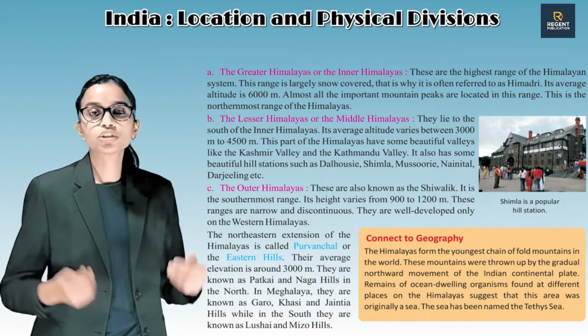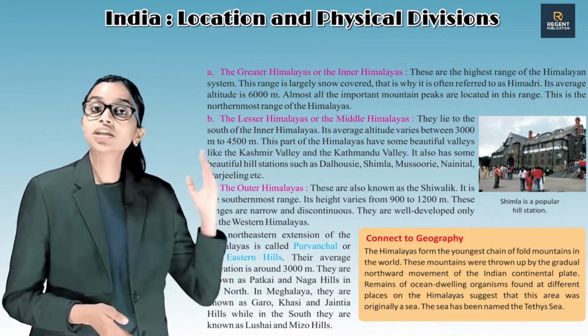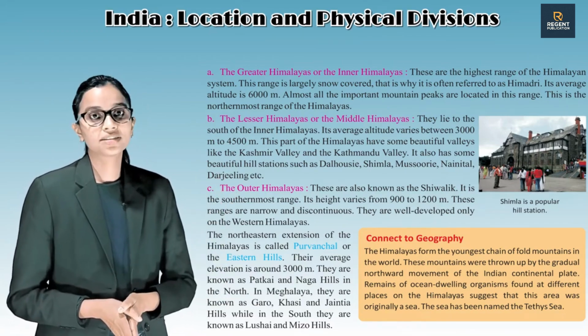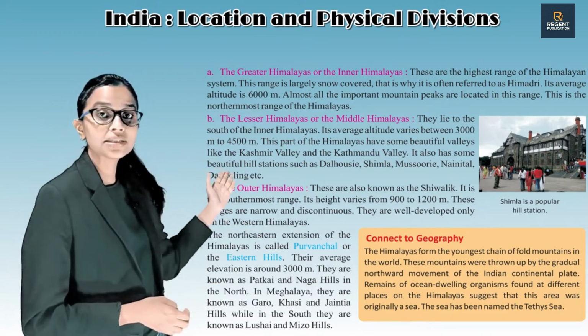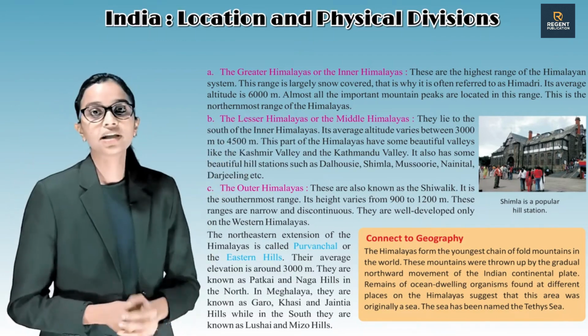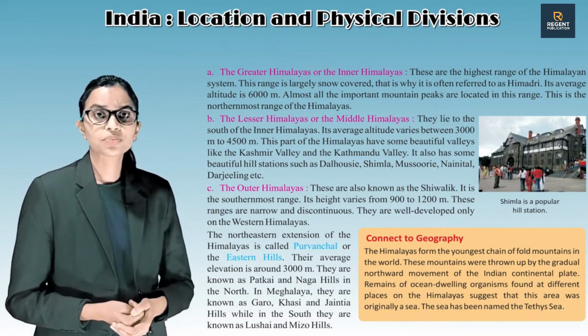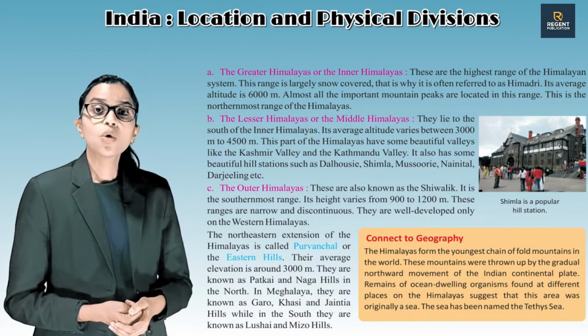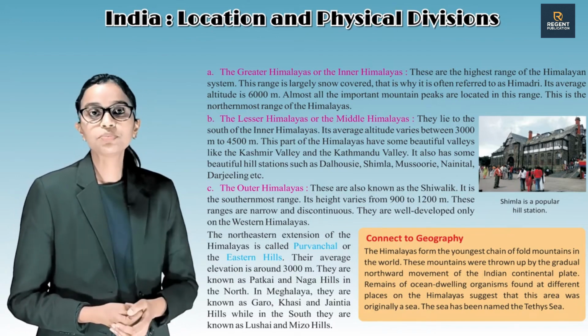Almost all the important mountain peaks are located in this range. This is the northernmost range of the Himalayas. B part: the Lesser Himalayas or the Middle Himalayas. They lie to the south of the Inner Himalayas. Its average altitude varies between 3,900 meters to 4,500 meters.